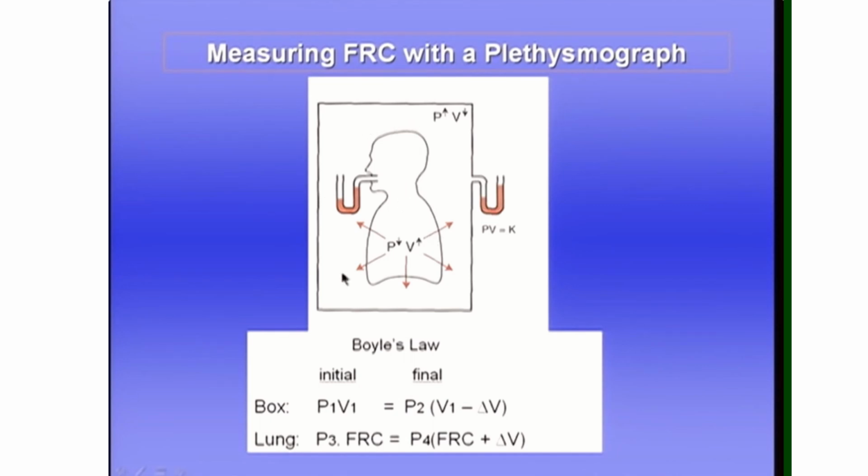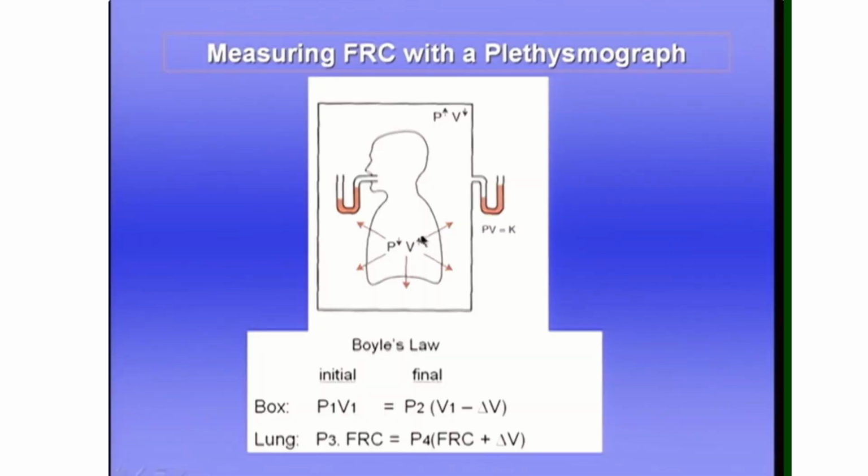The body box is simply an airtight box, rather like an old telephone booth. The subject sits inside that, and we measure the pressure inside the box with a sensitive manometer. Now, we're showing it here with a water manometer, but we don't use that. We use an electronic manometer because we need that kind of accuracy and sensitivity. So what happens is as follows. The subject has his airway occluded. We turn a tap in the airway, and he tries to inspire against a closed airway.